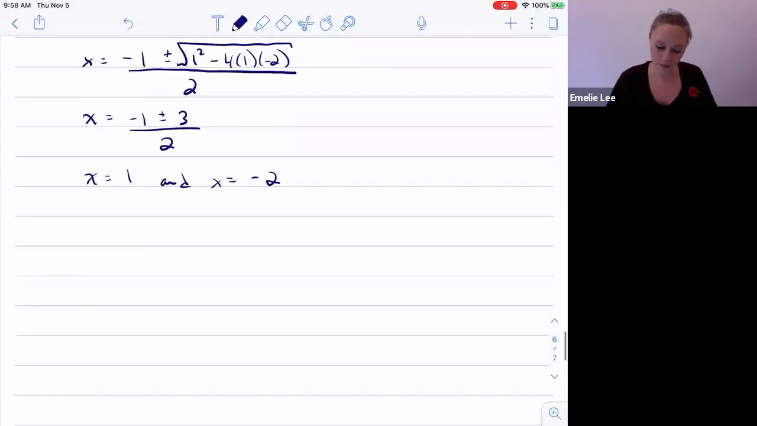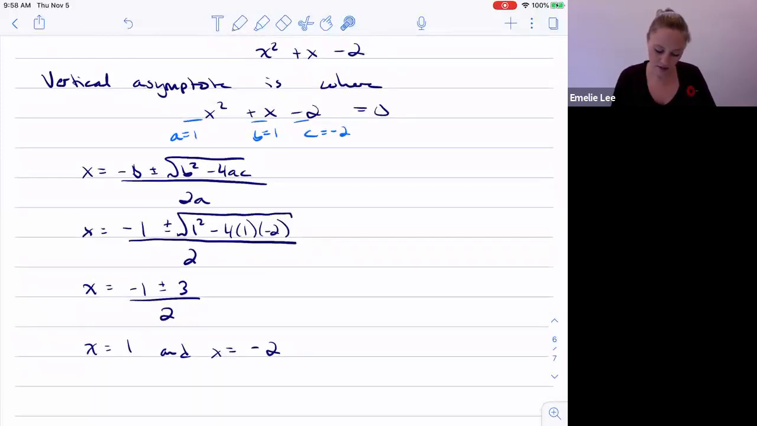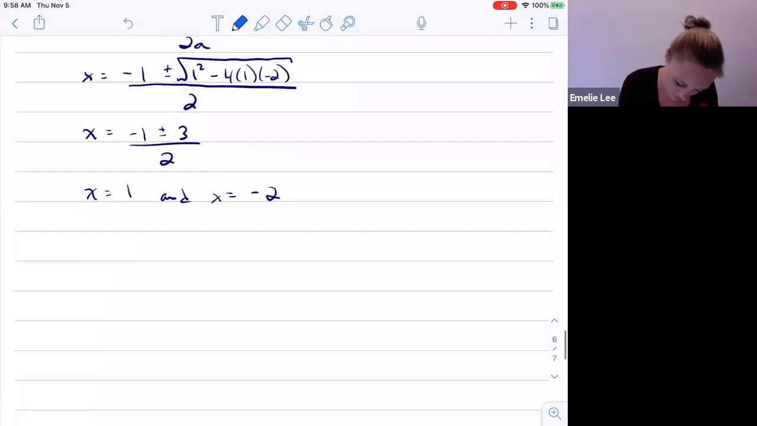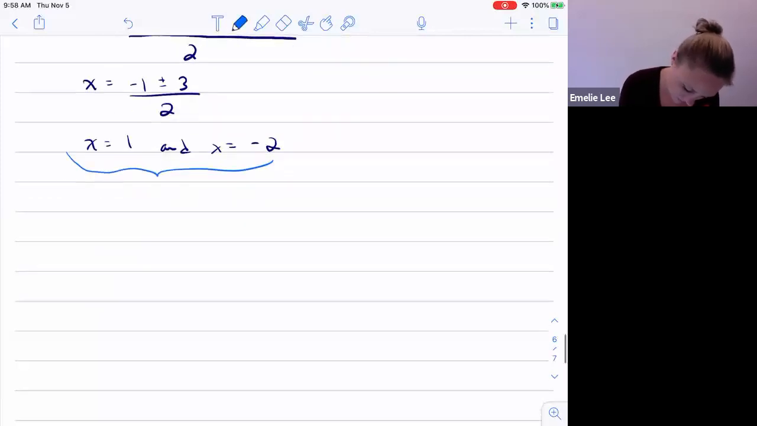Okay. These are your vertical asymptotes. So you have an asymptote at x equals 1 and an asymptote at x equals -2. These are your vertical asymptotes.